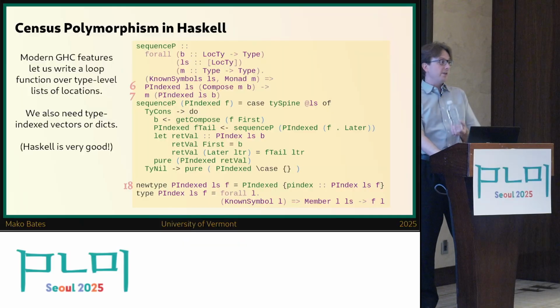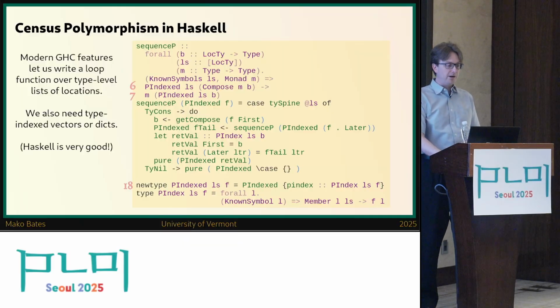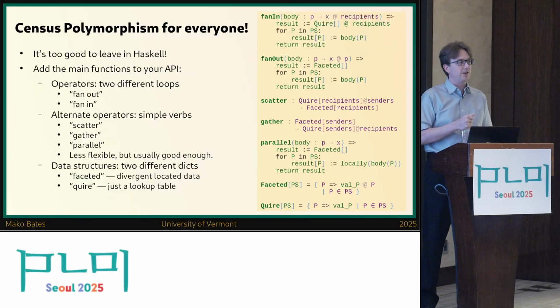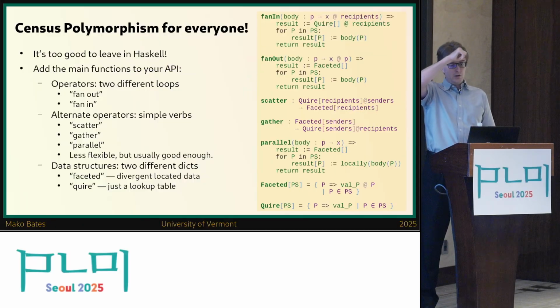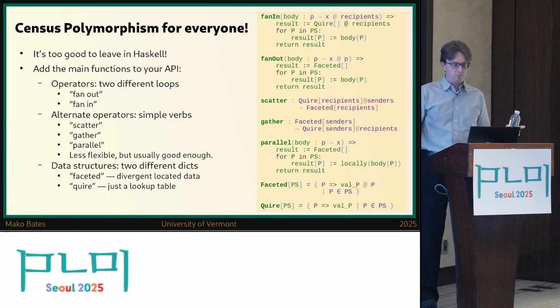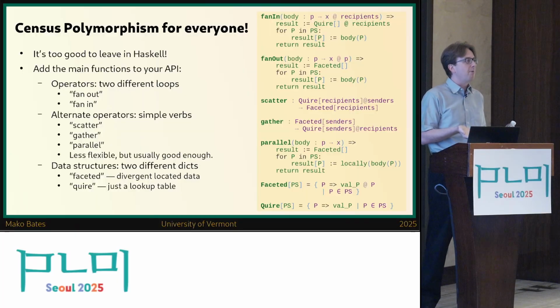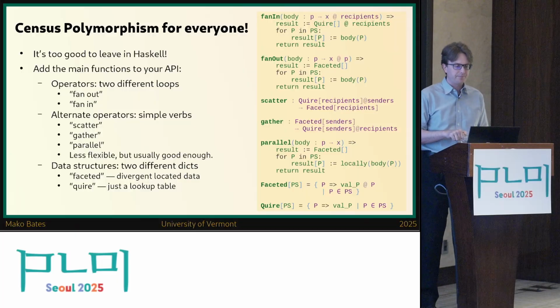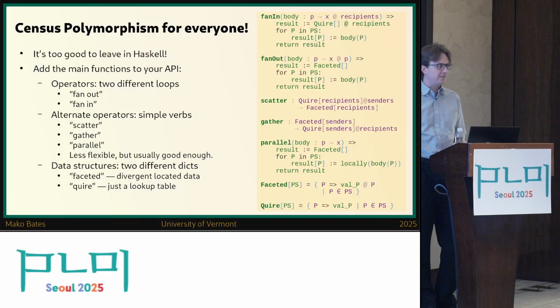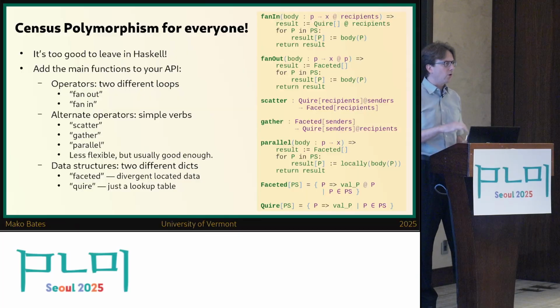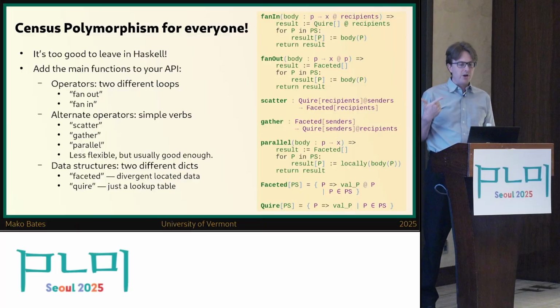So this is great. We can do this stuff very nicely in Haskell, but it's too good to leave in Haskell. We've got to do this in all the other languages. So in your language of choice, what you'll probably do is add the key operators that you want for census polymorphism as little black boxes in your core API. A lot of languages aren't going to have enough type-level hijinks for the sequence piece strategy. So in Chorus and Choreo-TS, we hard code fan in and fan out.